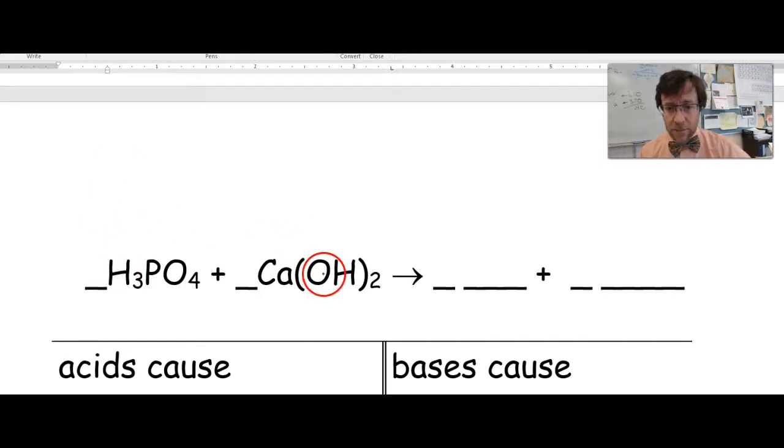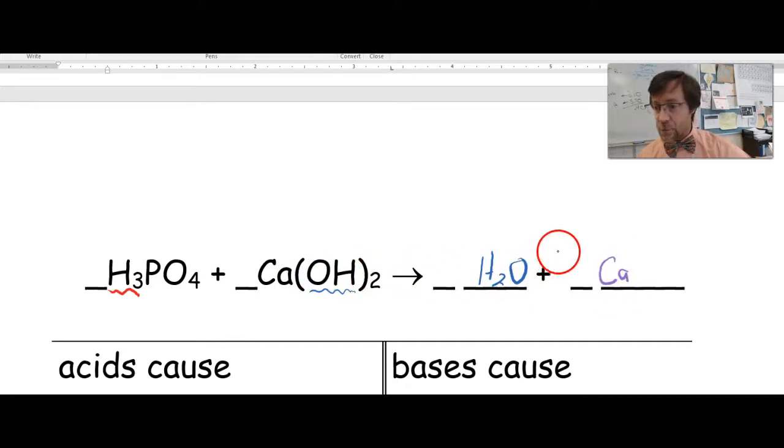Acid and a base. See, there's my acid. And then here's my base. Acid and a base makes water. And let's see what the salt's going to be. So I'm going to ignore that. There's my PO4 and okay, calcium. So calcium is my positive thing. And if I look at the periodic table, it's got a charge of +2.